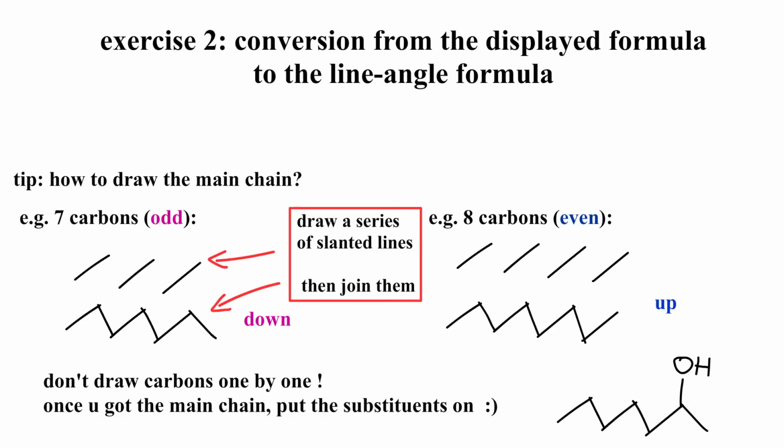When it comes to drawing the main chain, don't draw it carbon by carbon. Draw it like this, on this diagram. Notice the difference between the odd and even carbon chain. The odd chain, you start down and finish down. The even chain, you start down and finish up. And it's really important because many university students make the chain too long or too short by 1 carbon.